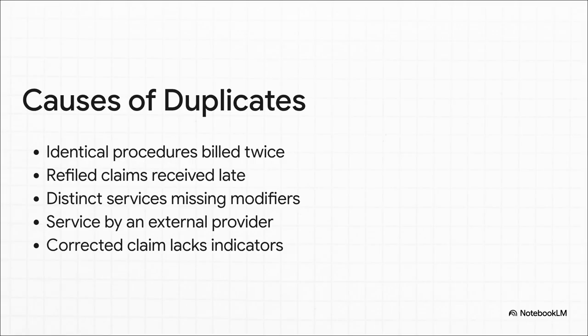It could be a refiled claim that finally reached the payer after the original one was already processed. Or maybe your provider performed two distinct medically necessary services, but your team forgot to attach the appropriate anatomical or procedural modifiers. Without those, the payer's computer just assumes it's a duplicate. Or hey, maybe you submitted a legitimate corrected claim, but you left off the proper resubmission indicators, so the payer just assumed you were spamming them with the exact same bill.